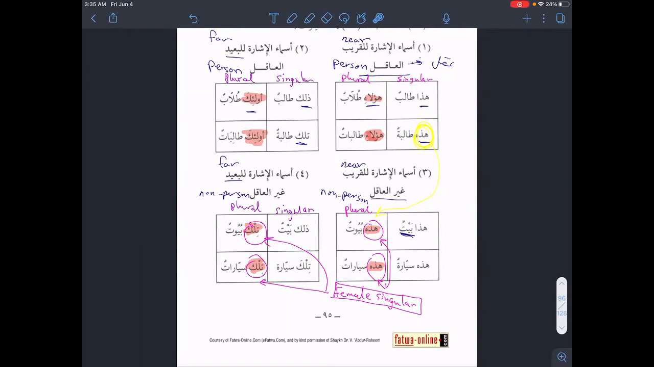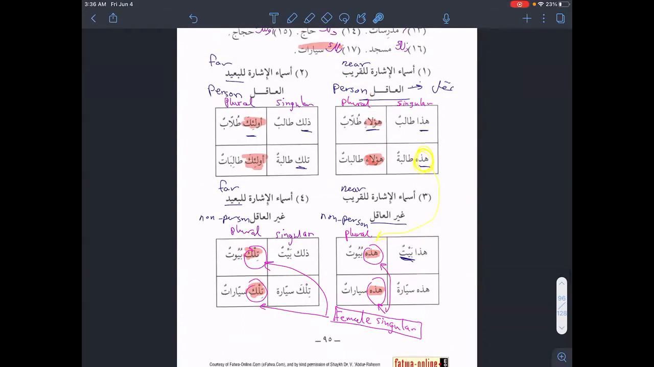Again, so what did we do here? We said for near, basically if something is near, we use هذا and هذه, okay? That's for singular. But for plural, we use هؤلاء. For both, if it's feminine or masculine, we use هؤلاء for both, because they are persons. But what if the thing that we are talking about is non-person? If it's non-person, like for example, the house or the car right here, then we should use the female singular form of the pronoun. So we should use هذه instead of هؤلاء.